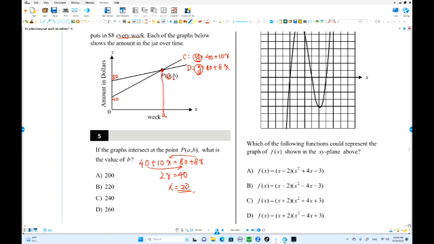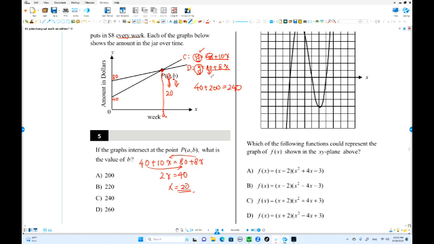But this x coordinate is 20. We're going to find the y coordinate, the value b. Put this number 20 in either of the equations. You can use this one too: 40 plus 10 times 20, how much? 200, right? Equals 240.